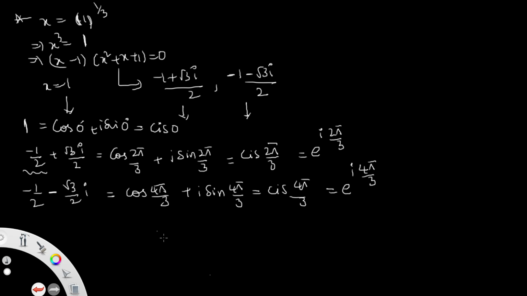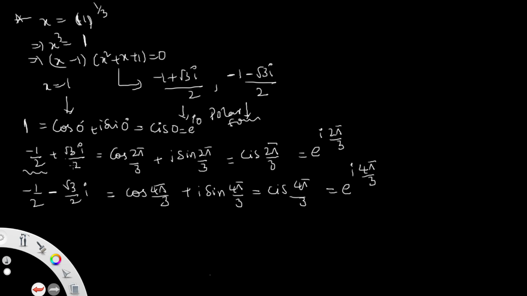We can now construct the Argand plane. So let us make a note. First, what we have done: x equal to 1 to the power of 1 by 3, that means x cube equal to 1. Now it is in the form of (x minus 1) into (x square plus x plus 1) equal to 0. One of the roots is 1, and by simplification we get minus 1 plus root 3 i by 2 and minus 1 minus root 3 i by 2. Now we write these in the polar form or Euler form. 1 means cos 0 plus i sin 0, that is cis 0, that is e power i into 0.